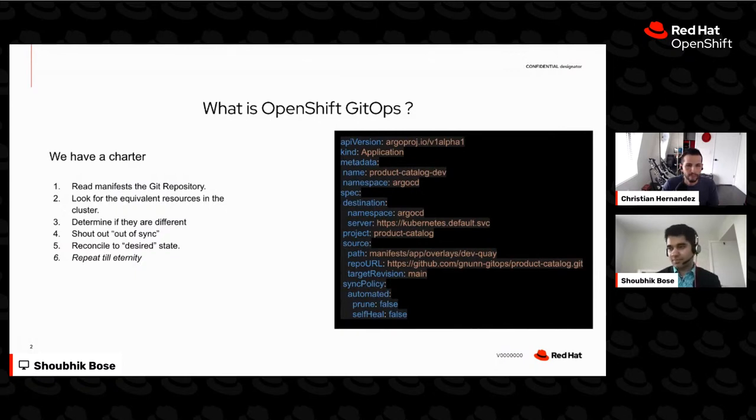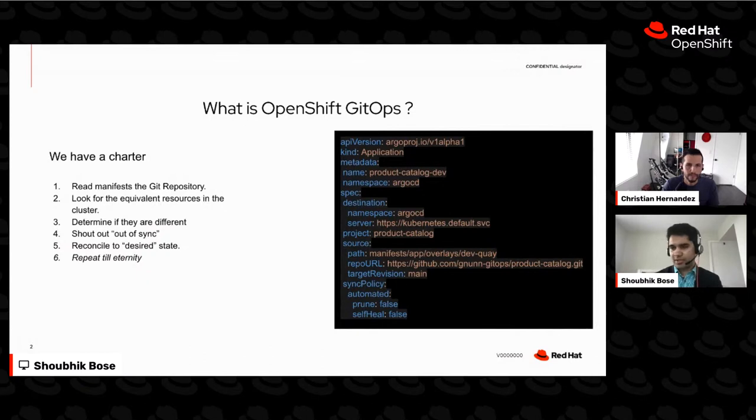If they're not present, they're definitely different. And if you see there's something different, just shout out of sync. And then if it's out of sync, it's going to reconcile to your desired state. And then you're going to repeat this till eternity. And that's all OpenShift GitOps is going to do for you for a bunch of complex Kubernetes YAMLs that you're going to put in your Git repository.